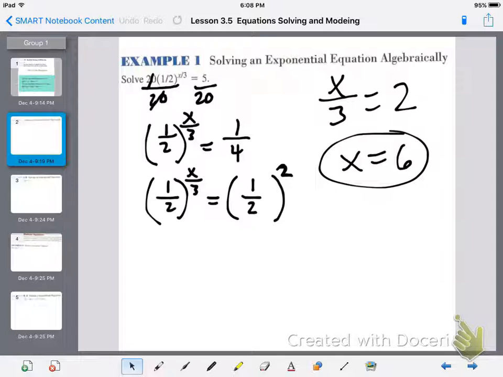So the key there, guys, is making sure that you get the parentheses to the exponent by itself. So if you have to divide or add or subtract, whatever you have to do, fine. And then if you have to rewrite one of the bases to make them match up, you go ahead and do that.